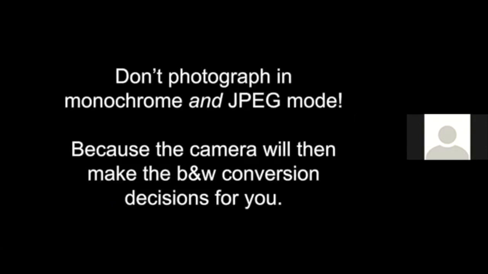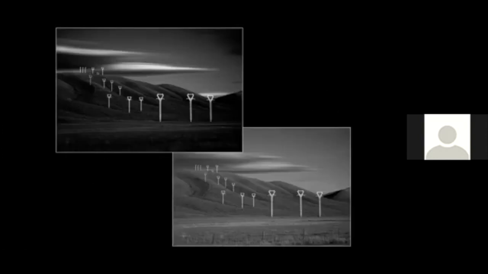Don't photograph in monochrome and JPEG mode, because then the camera is going to make those black and white conversion decisions for you, and you'll have a black and white image. Next, I wanted to demonstrate. See the upper left image? That is one that I converted to black and white through Photoshop. And the bottom right is one that I took in black and white with the camera. Look at the difference when the camera makes the decisions and I make the decisions.